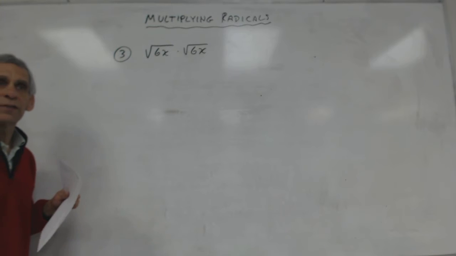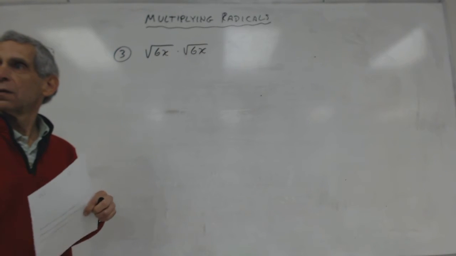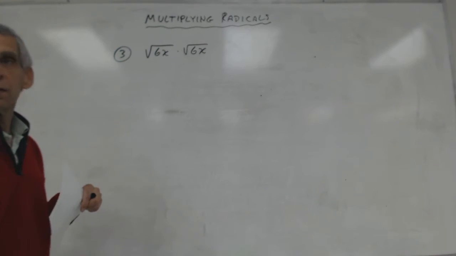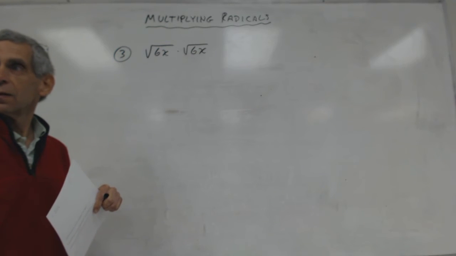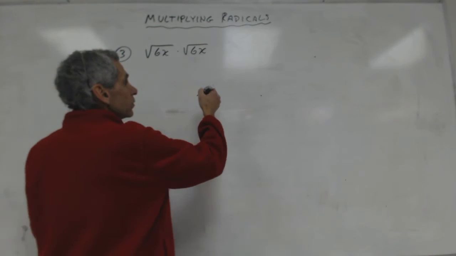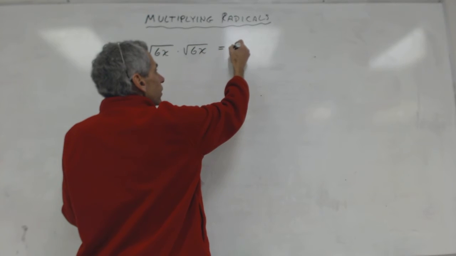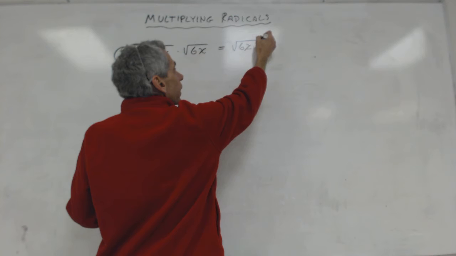All right, the square root of 6x times the square root of 6x. Is it the square root of 6x squared? No, it's just the square root of 6x. Yeah, so it'd be the square root of 6x squared, and then the square and square root cancel out. Right, so Manuk is saying that he could rewrite this as the square root of 6x squared.